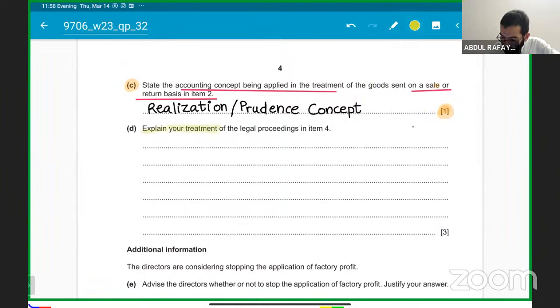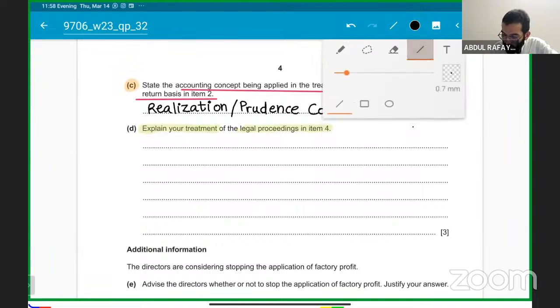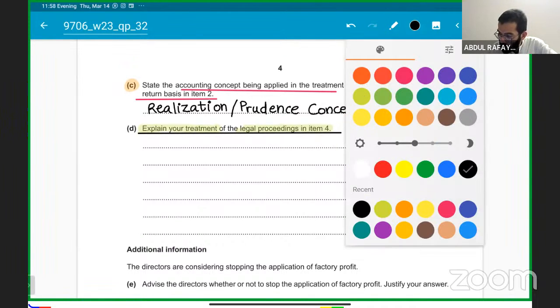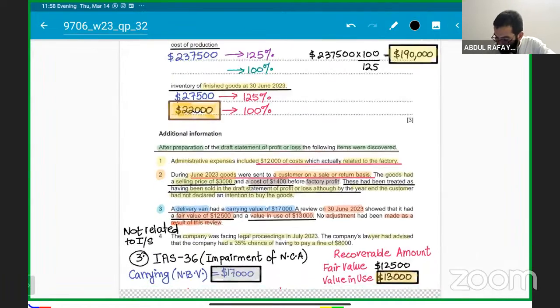And the last thing will be explain your treatment of the legal proceedings in item number 4, the adjustment that will be missed out. So again, IS coming into play here. Okay, sir, IS we have to talk about. So follow carefully which IS is this, sir.